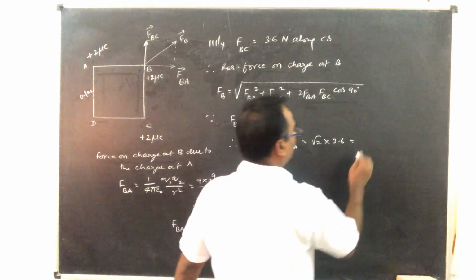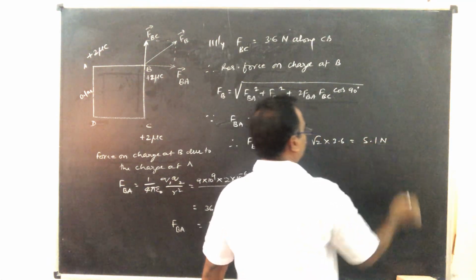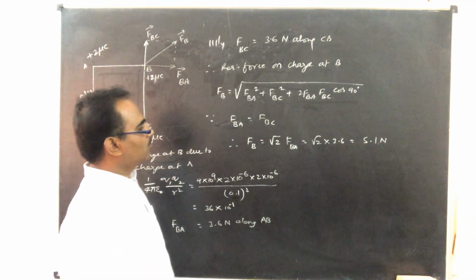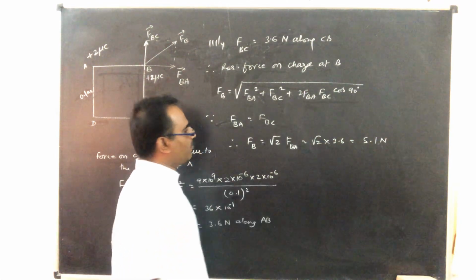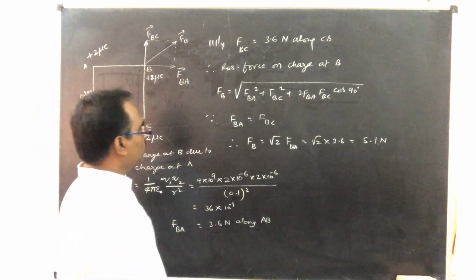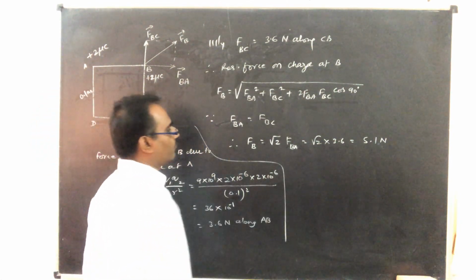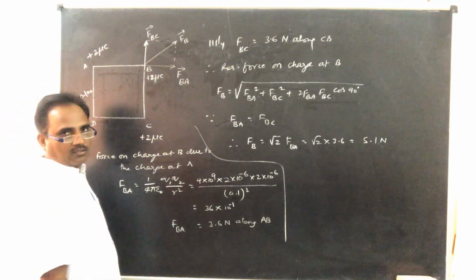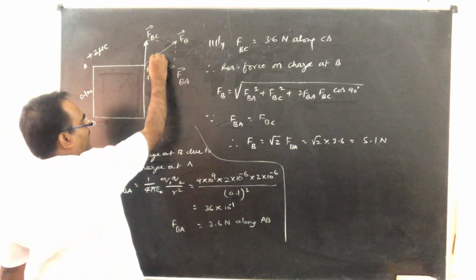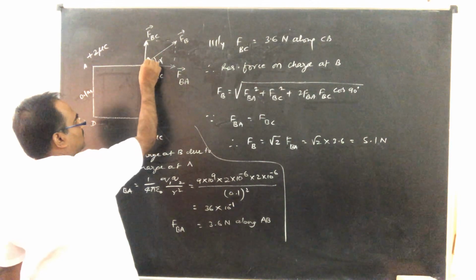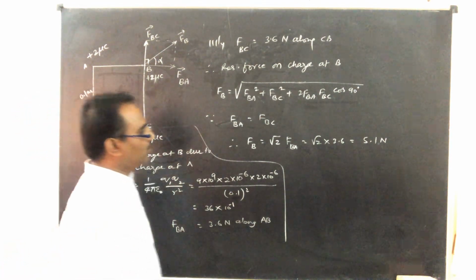Nearly you will get 5.1 Newton. So by using a calculator to find this value, it comes to 5.1 Newton. So this is the magnitude of the force. What about the direction? If I take this as alpha, this angle is 90 degree.